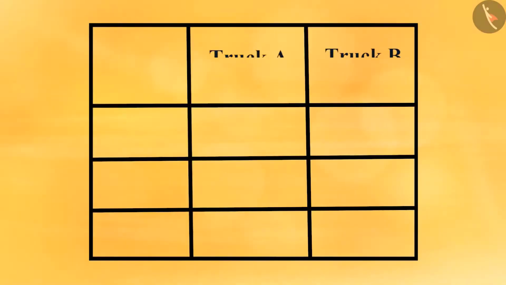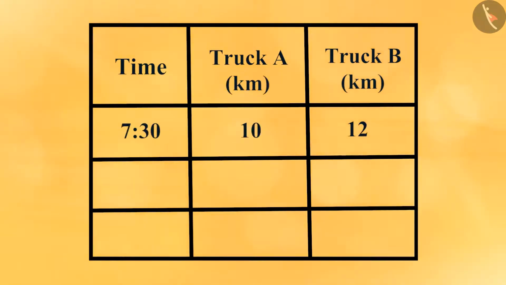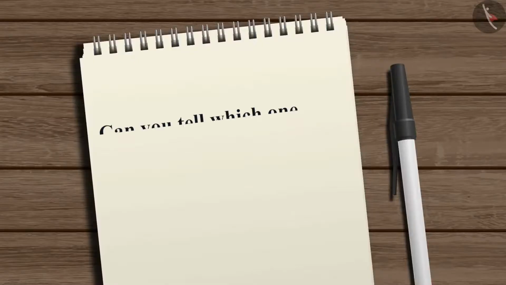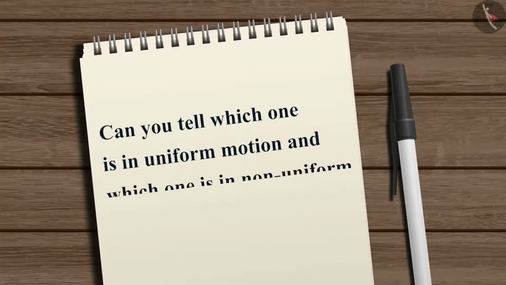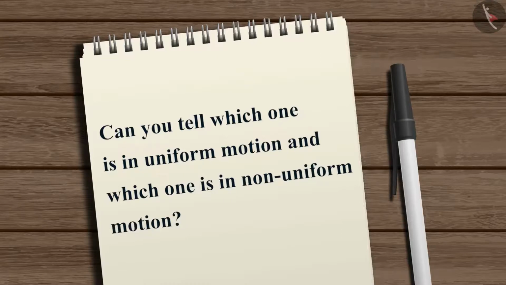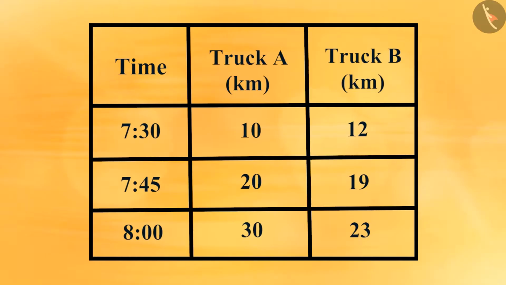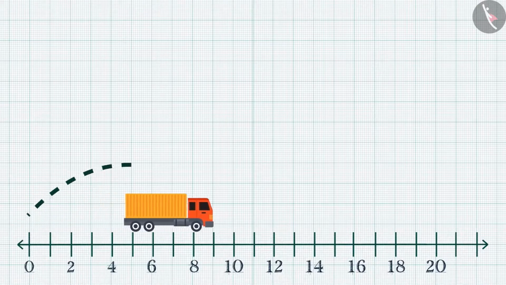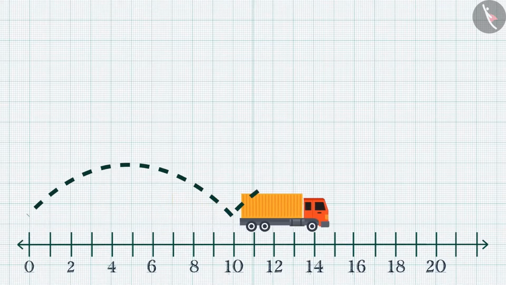Let's look at another example. Here is a table which shows time-distance data of two trucks, truck A and truck B. Can you tell which one is in uniform motion and which one is in non-uniform motion? Answer: truck A's motion is uniform because it covers the same distance, 10 kilometers, in each 15-minute interval.